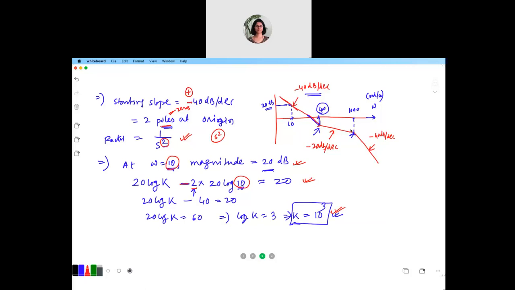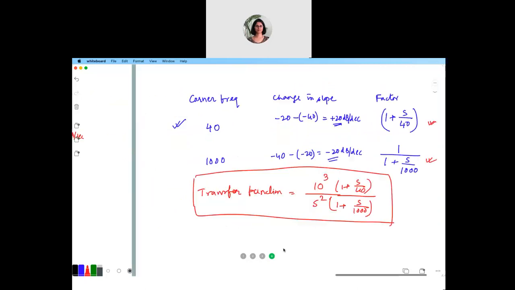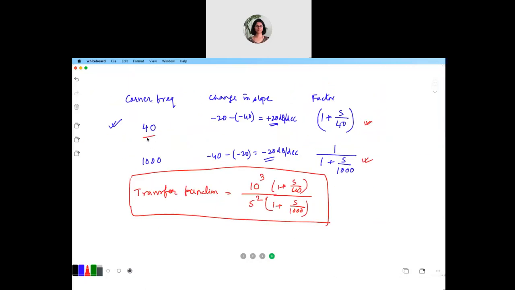Go to those corner frequencies and identify the factors. How do I identify the factor? At the corner frequency omega equal to 40, what is the change in slope? Earlier the slope was minus 40, now the slope is minus 20. So the change is the current slope, minus 20, minus the previous slope, minus 40. That gives me plus 20. A minus sign indicates a pole, and this plus sign indicates a zero. Because it is 20 dB per decade slope, it is a simple zero.